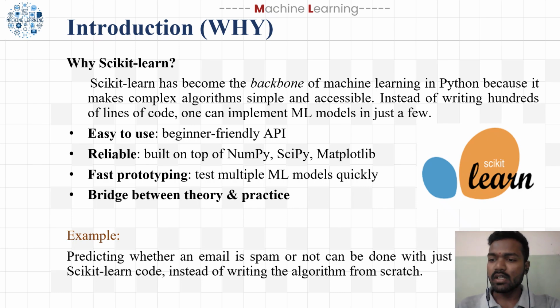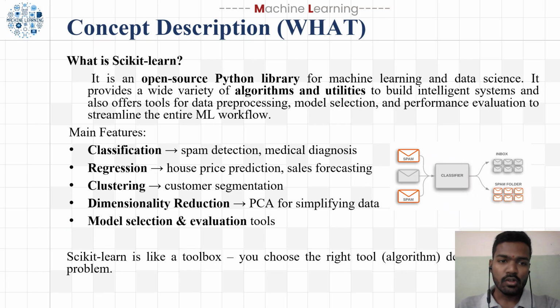So, moving on with the next slide, what is Scikit-learn? Here, think of Scikit-learn as a toolbox. The classification hammer solves problems like: is this email spam or not? The regression screwdriver predicts numbers like house prices or next month's sales. The clustering drill groups unlabeled data, for example, dividing shoppers into segments. The dimensionality reduction level simplifies large, messy datasets into something understandable.